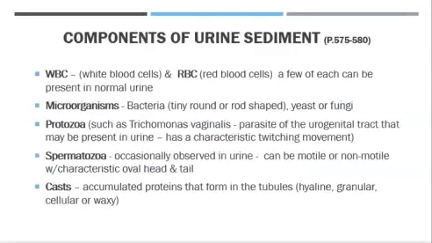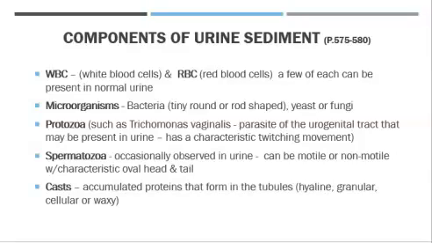So what are the different components of urine sediment? What will you see when you look at urine under the microscope? The first possible thing that you could see would be white blood cells or red blood cells. You may see a few of each type in a normal urine sample. If you were to see excessive amounts of blood cells, whether it's white blood cells or red blood cells, in a urine sample, this would be considered abnormal and might be indicative of an infection or inflammation.